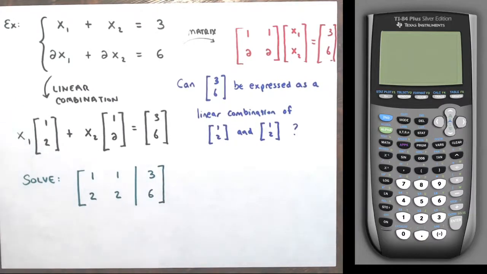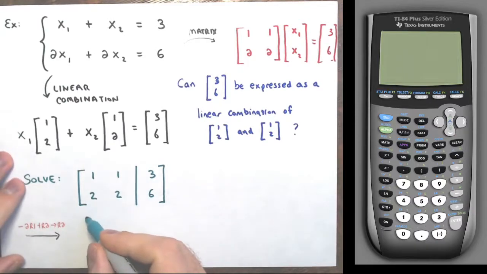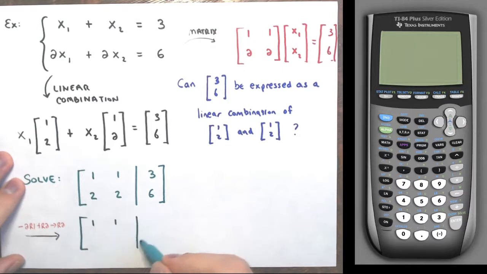Can you see how I would very simply just need to take -2 times the first row and add it to the second row to give me a new second row, and the new second row would simply be a bunch of zeros. 1, 1, 3, and then 0, 0, 0, right?